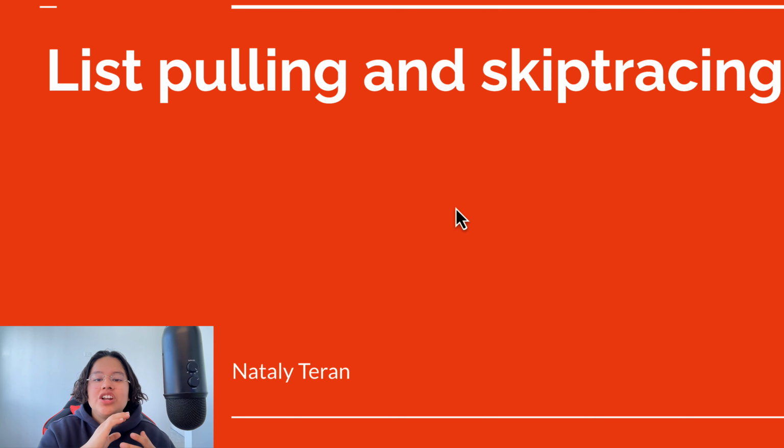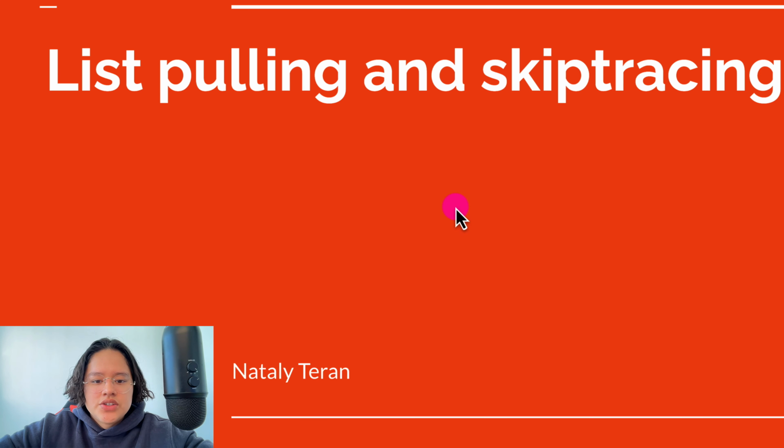So we're actually going to create a motivated seller list. We're going to get a list of property owners, and then we're going to go and skip trace to find the phone numbers so then we can do our marketing channel. Okay, so let's head into this list pulling and skip tracing. So let's get in here.